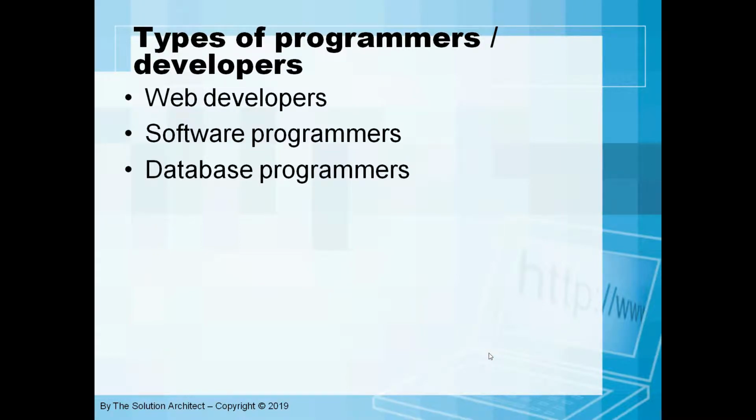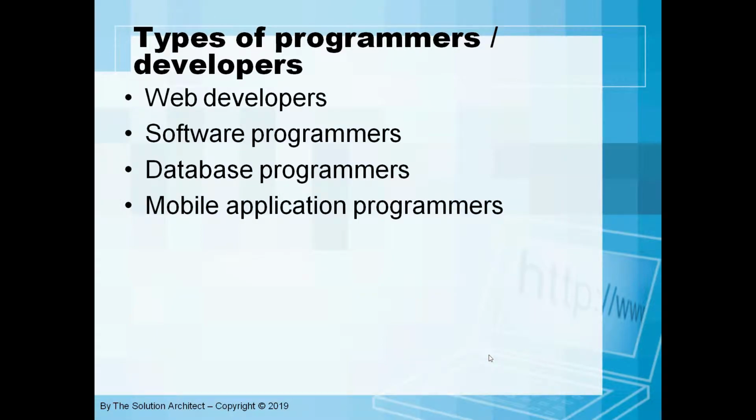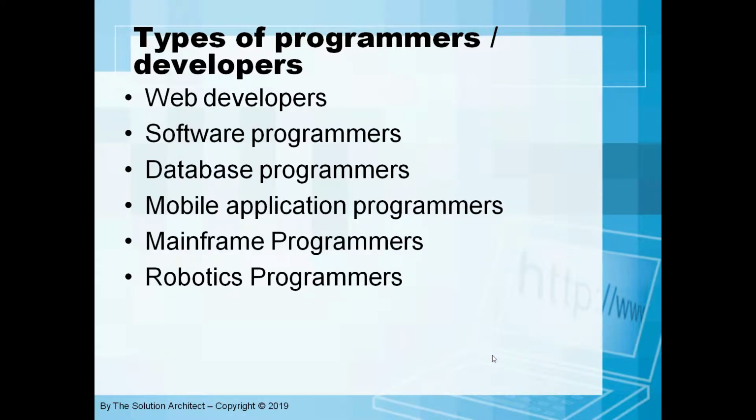Then you get database programmers. They focus more on the data side. You get mobile application programmers, like the ones I mentioned earlier: take your phone out, and you get Google or Firefox or any application that runs on your mobile. Then you get mainframe programmers. This is from a long time ago when we started with programming; that's where mainframes come from. And then you get people who program robotics. I do that as well as a hobby. There are many more types of programmers, but these are the basics.